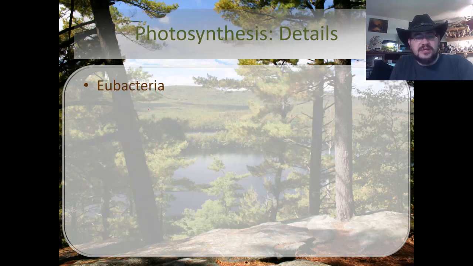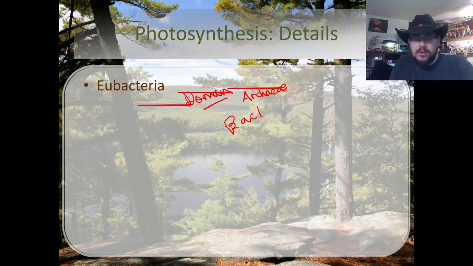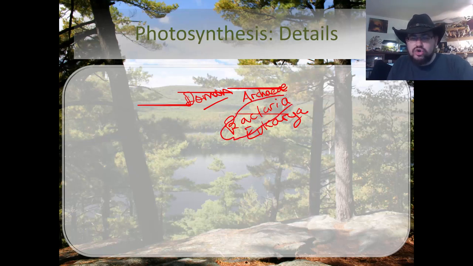So let's hit some details. There's a variety of organisms that can photosynthesize. You have eubacteria, the true bacteria from domain bacteria. Life is separated into three separate domains. We have archaea, we have bacteria, and we have the eukaryotes. So bacteria are the true bacteria, which is why we have the prefix eu for true.